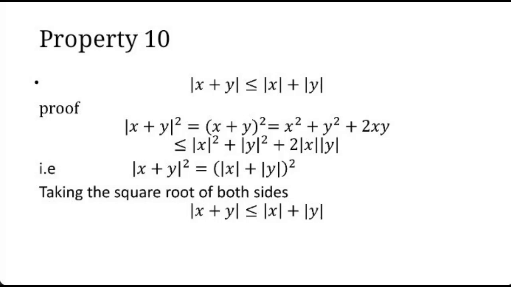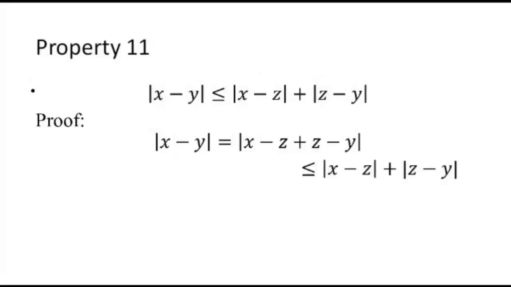Suppose x is -5 and y is 2. Add them first. -5 plus 2 equals -3. The absolute value of -3 is 3. Now look at their absolute values separately. The absolute value of -5 is 5. The absolute value of 2 is 2. Adding them gives 7. 3 is less than 7, so the property is true. So, the absolute value of x plus y is less than or equal to the sum of the absolute values of x and y.